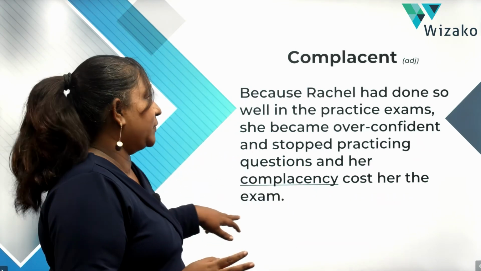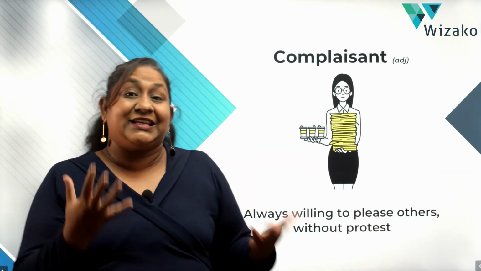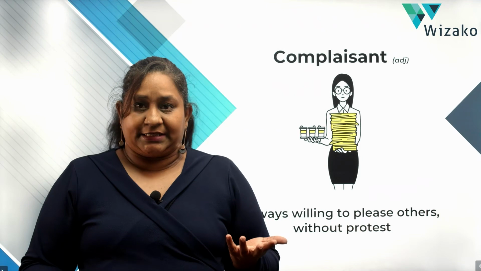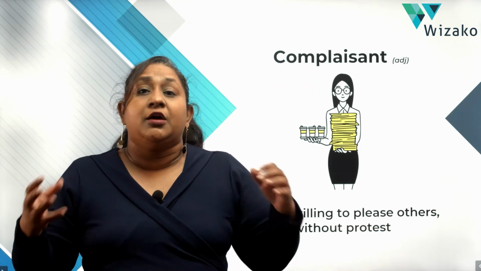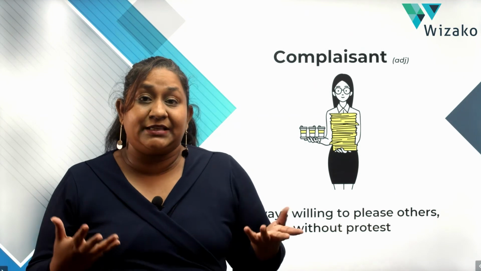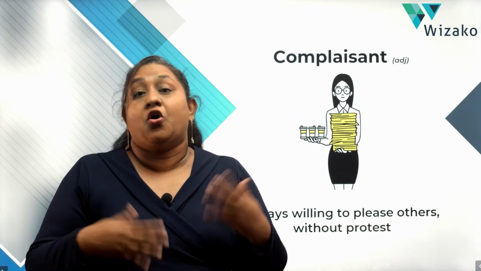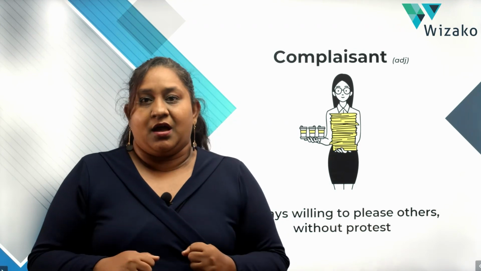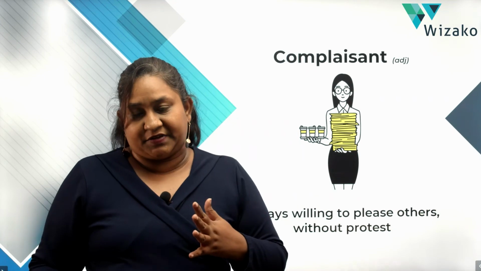Our third and final word is complaisant, which sounds super similar to complacent. Complaisant is someone who is always willing to help, always willing to please others, and does not protest. This is not necessarily used in a positive sense, because usually when you call someone complaisant, you mean that they are either a yes man, or you mean that they are very meek and that they are very easily overwhelmed by the other people in their lives.